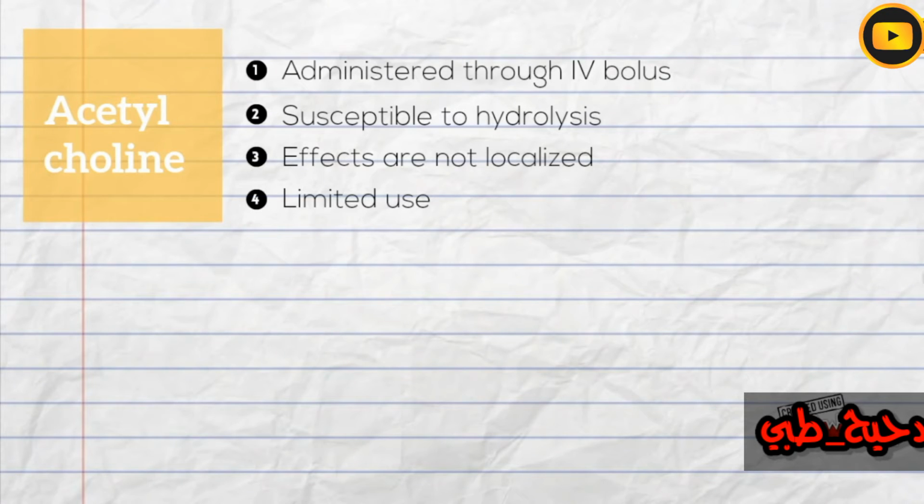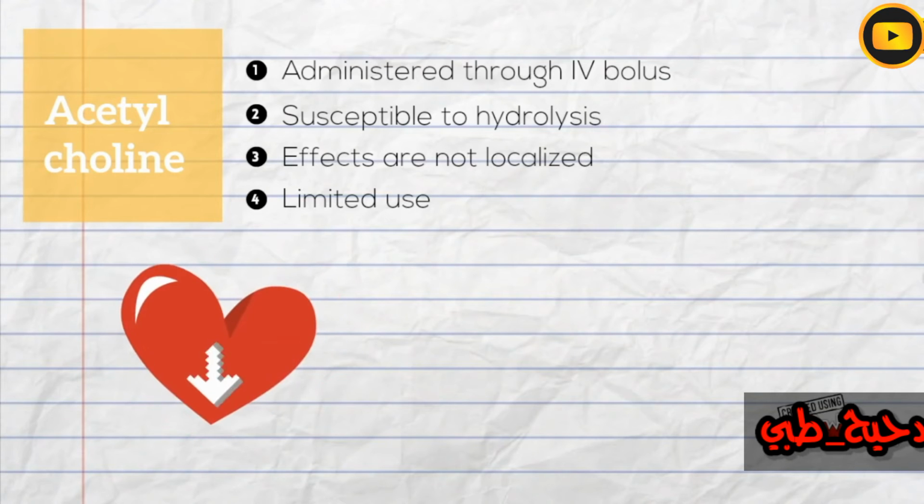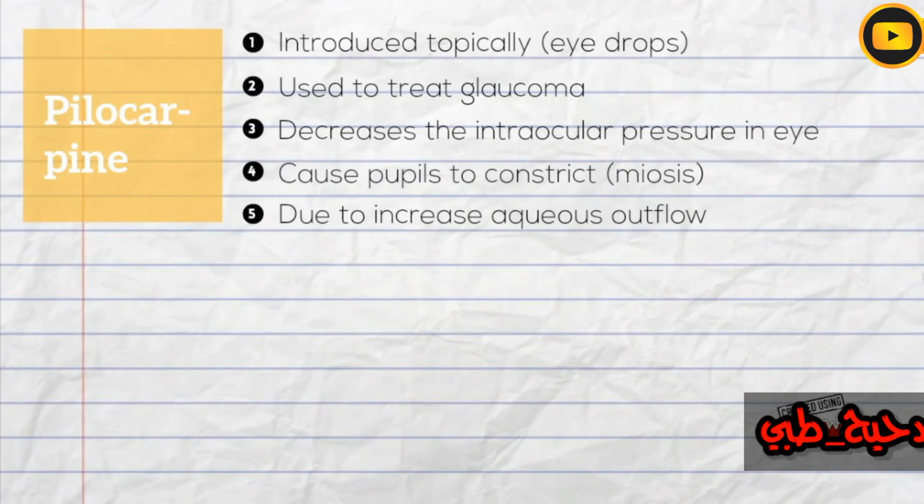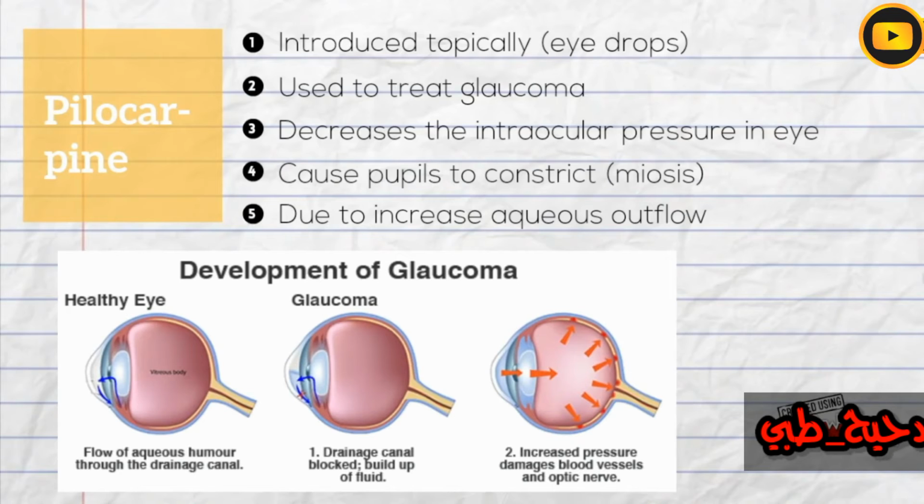Acetylcholine is administered through intravenous bolus. The general effects are usually the lowering of heart rate, lowering of blood pressure, and they also increase the activity in the GI tract. Next is pilocarpine. Pilocarpine is usually introduced topically through eye drops. They are used to treat glaucoma.